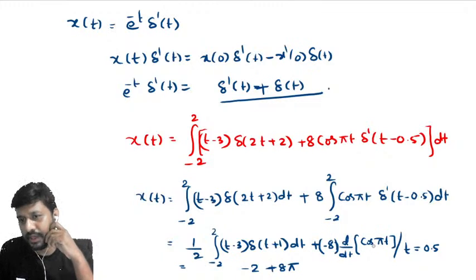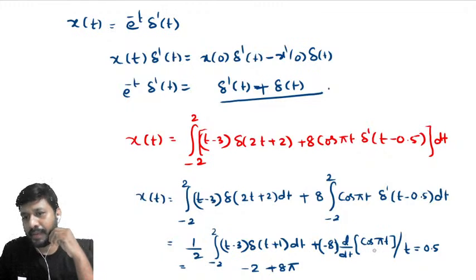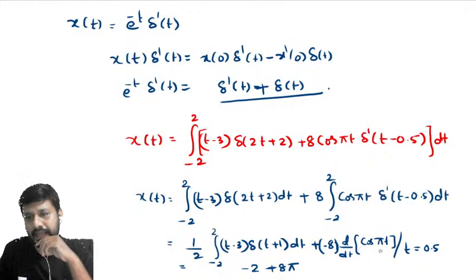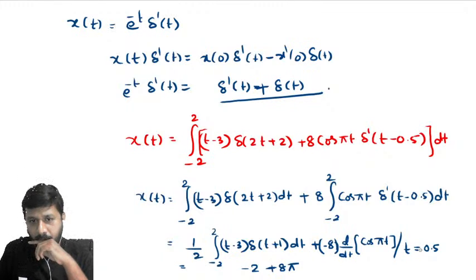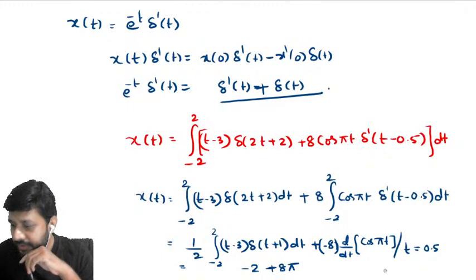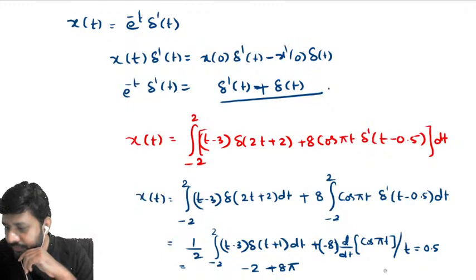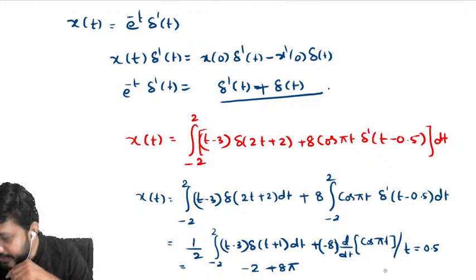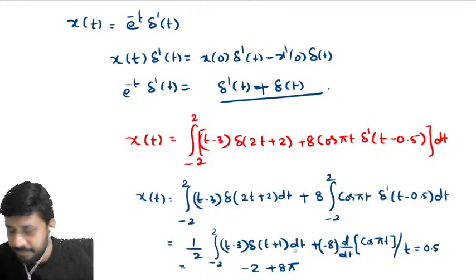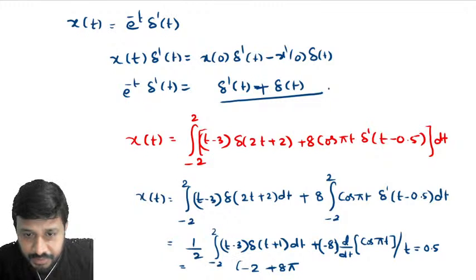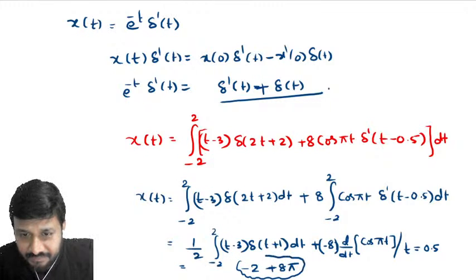Differentiation of cos pi t is minus sin pi t multiplied with pi. That you have to calculate at t is equal to 0.5. Sin pi by 2 is anyway 1. Hope you are getting, Vignesh. Yes sir, 8 pi. Yes, minus 2 plus 8 pi will be the answer.